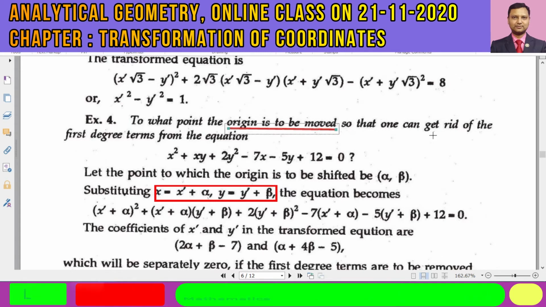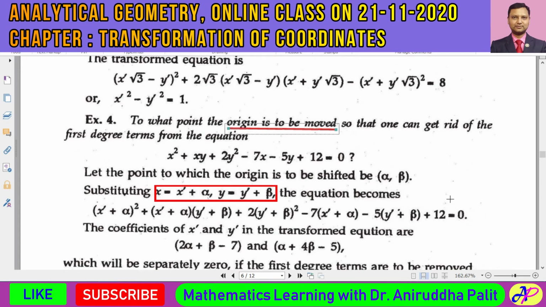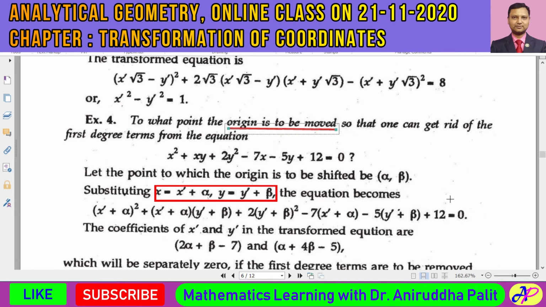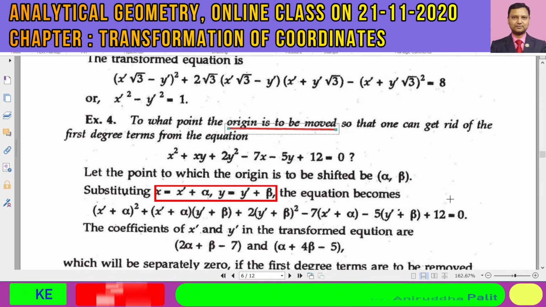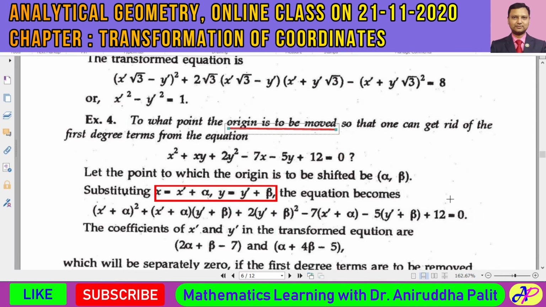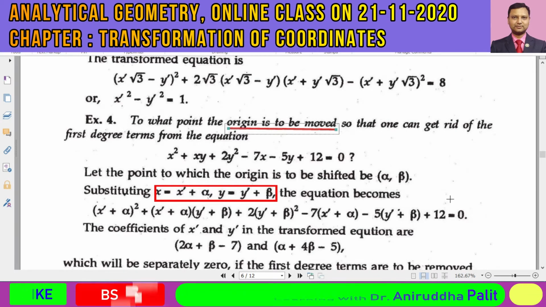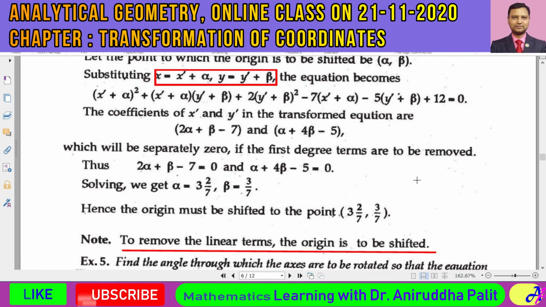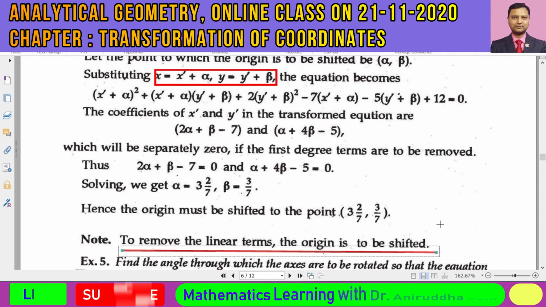This information is provided to you. Origin is to be moved, but sometimes in the question no such information is there. The question just says, find the transformation. It may be translation, it may be rotation. Okay, find the transformation so that the coefficient of x and the coefficient of y, or the coefficient of first degree term gets removed. So in that case you will be in confusion about what to do. The confusion can be removed by this kind of remark or note.